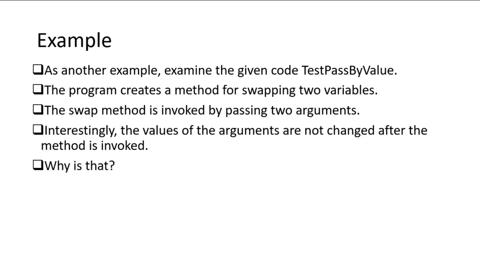As another example, I give you another piece of code, test pass by value. Please try that code in your IDE. This program creates a method for swapping two variables. However, the values of the arguments are not changed after the method is invoked. Try to understand why.